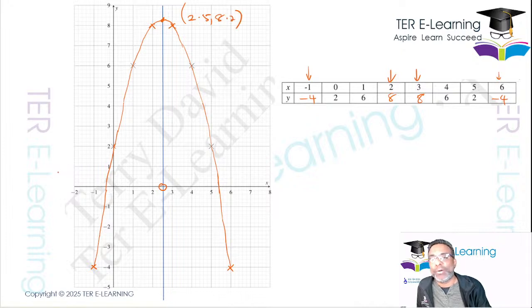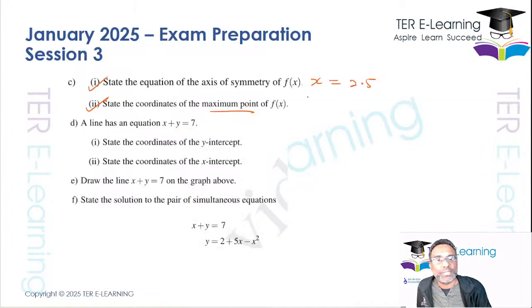So that's my maximum point. You're reading that off from the graph itself, right? So this is 2.5, 8.2, right? Now, we have a line here, right? X plus y is equal to 7. We want to state the coordinates of the x-intercept and the y-intercept, right?